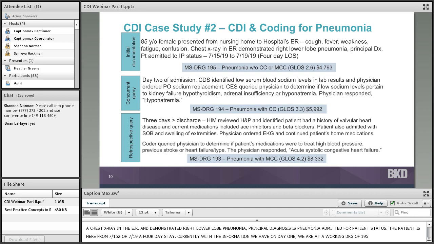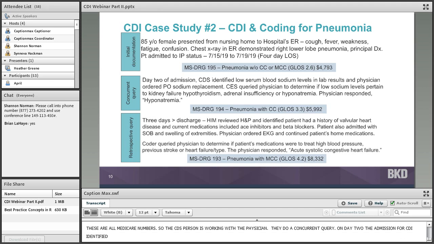The patient is here from 7/15 to 7/19, a 4-day length of stay. So currently, with the information that we have on day 1, we're at a working DRG of 195, which is pneumonia without CC or MCC. The estimated length of stay of that is going to be 2.6 days. And the reimbursement for your general hometown hospital is going to be $4,793. And of note, these are all Medicare numbers.